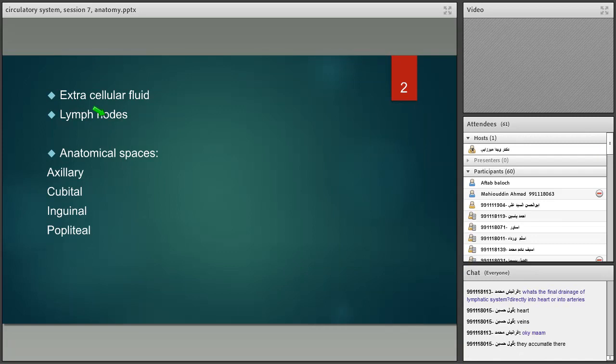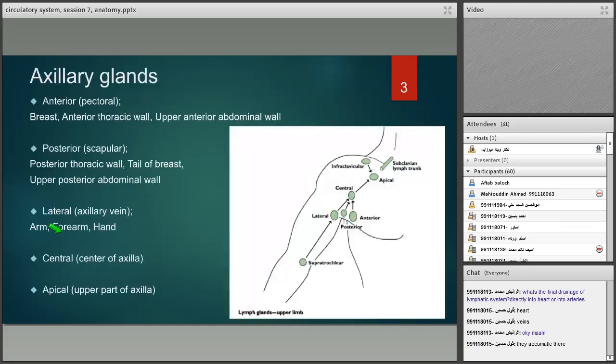Now, the lymphatic system, we said that has some lymphatic nodes in their way. The lymphatic nodes are mostly present in the anatomical spaces. The anatomical spaces are, for example, the axillary, the cubital, the inguinal, the popliteal spaces, and etc. Okay? These are some of the anatomical spaces. At first, we are going to talk about the axillary glands.